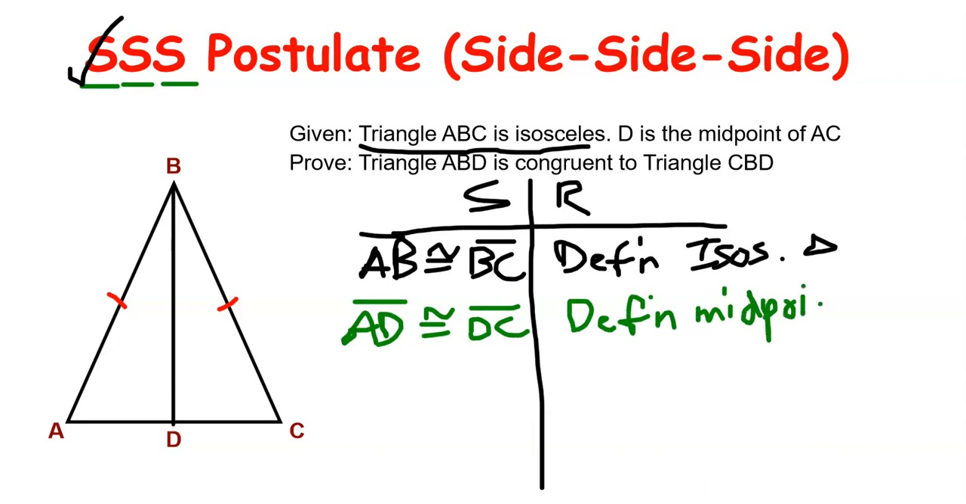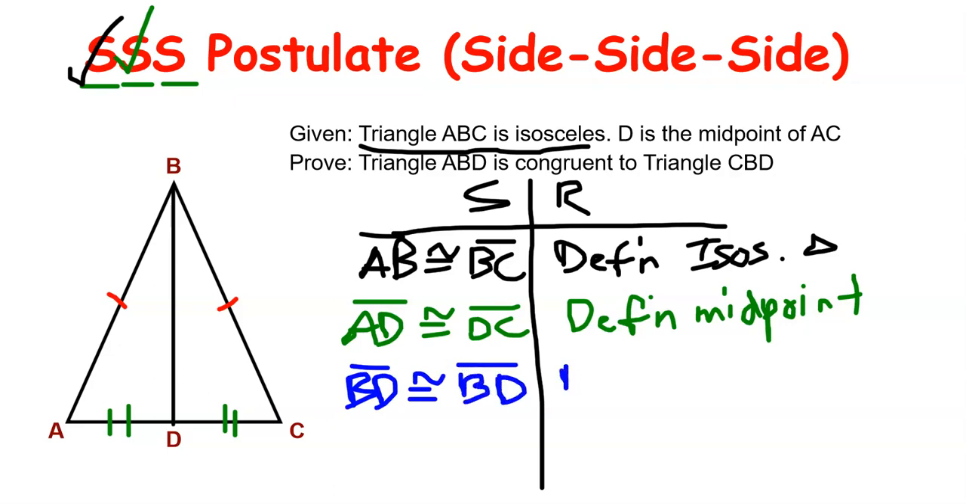Cool, so now we have one set of sides with the isosceles triangle, another set of sides with the midpoint, check. And now, BD as a segment that is shared by ABD and CBD is something that we call a shared side. So BD is congruent to itself because of the reflexive property of congruence.